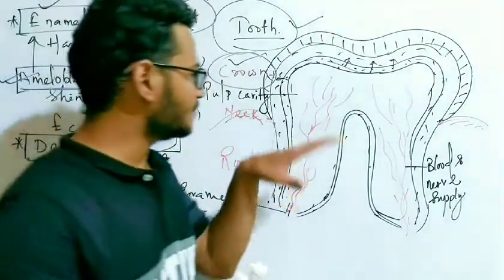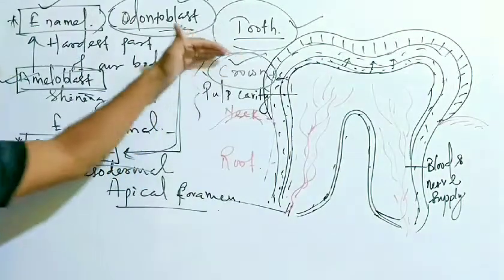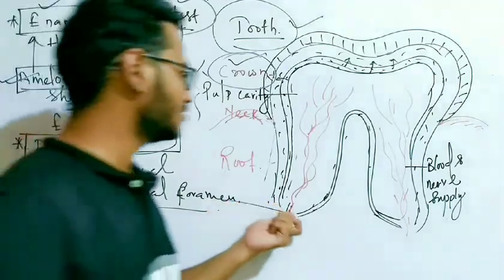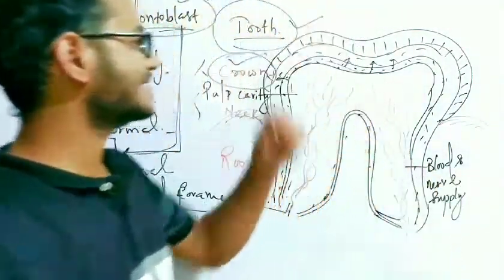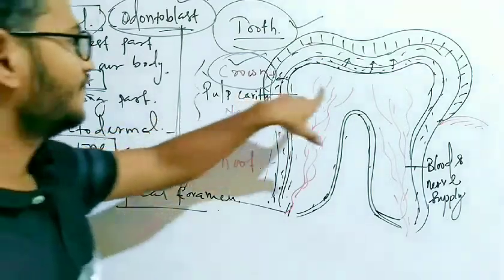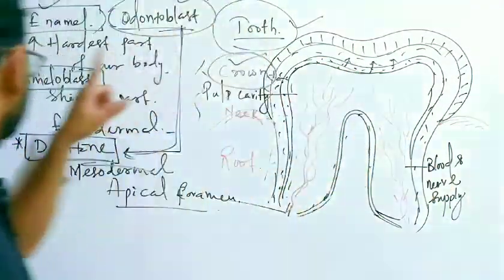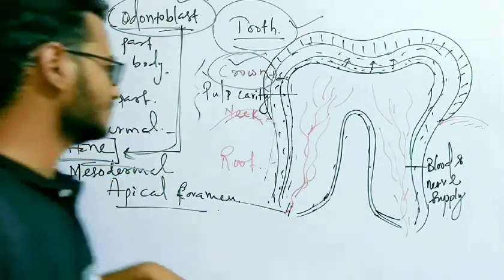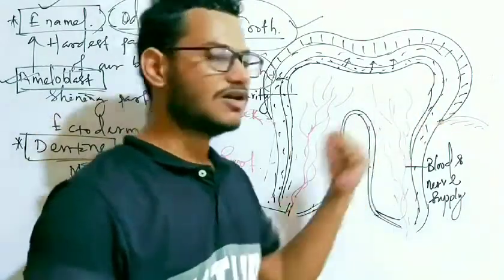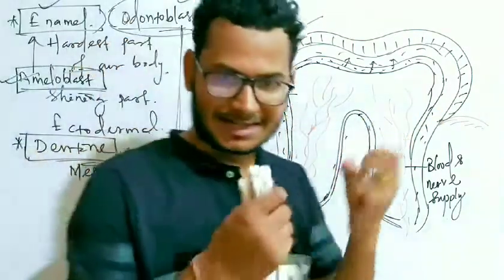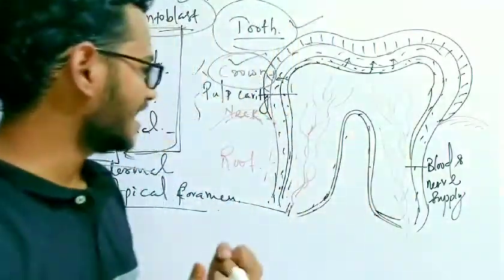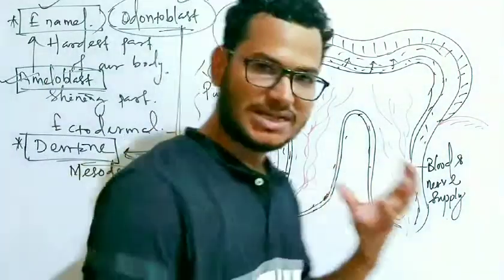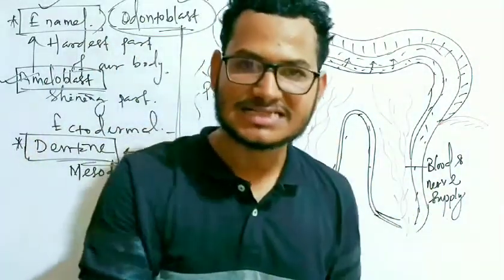Clear? So this is the basic structure of our tooth, divided into three different parts: crown, neck and root. It has an apical foramen through which the blood and nerve supply enters into the pulp cavity of the tooth. The ameloblast cells help in enamel formation, odontoblast help in dentine formation. Clear? Okay, the gum makes a fixed attachment of the tooth to the theca or the bony cavity to which the tooth is attached.